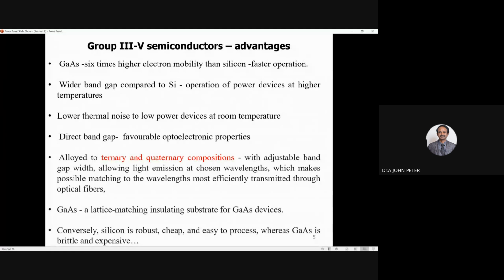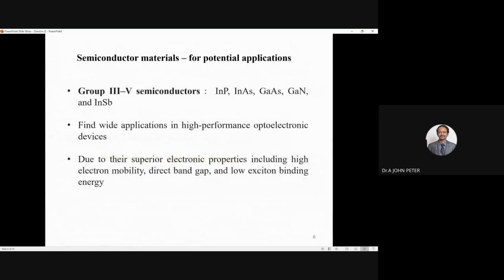Lattice matched material means, I'll show in a minute, that the lattice constants are equal. When you're going to choose two materials, they should be lattice matched materials. Very important. Gallium arsenide is brittle, so also a bit expensive. The only thing is gallium is a poisonous material, so you have to be more careful when you produce or manufacture gallium arsenide. And indium phosphide, indium arsenide, gallium nitride.